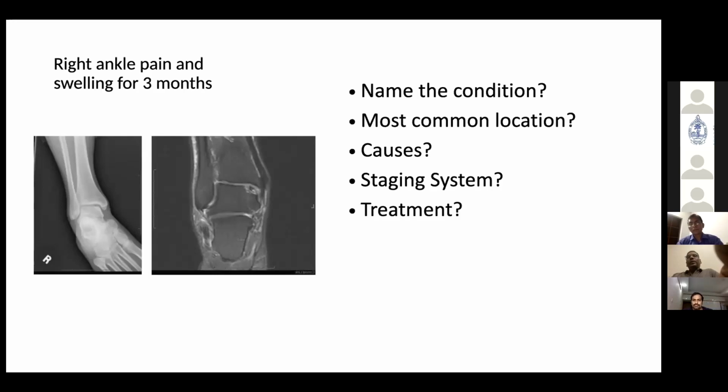Can you say something about the staging system? Berndt and Harty. Yes, it is the Berndt and Harty classification. There are different stages given. Stage 1 is only a compression fracture of the subchondral bone. In stage 2 there is a partial fracture, then stage 3 is a complete fracture without displacement, and stage 4 is complete with displacement. Can you go to the next slide? So that is given there.